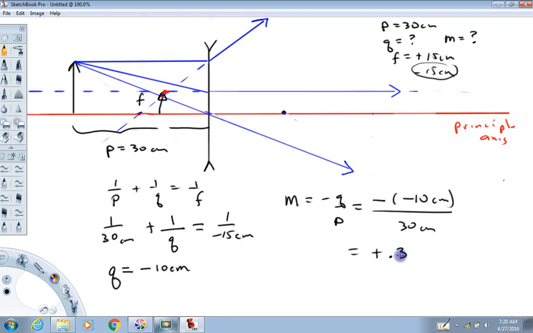So again, the purpose of this video is just to demonstrate how to work lens problems with single lenses, whether it's a converging or diverging lens. Hopefully you've seen examples that represent a real image, and here's an example of a virtual image. And here are two examples of how to do the ray diagrams.